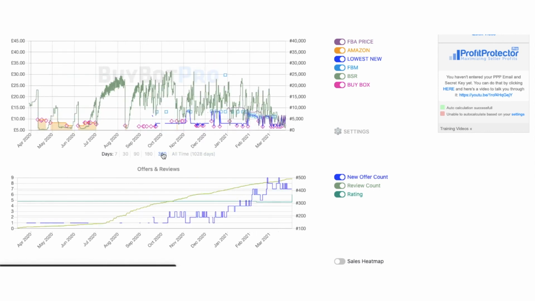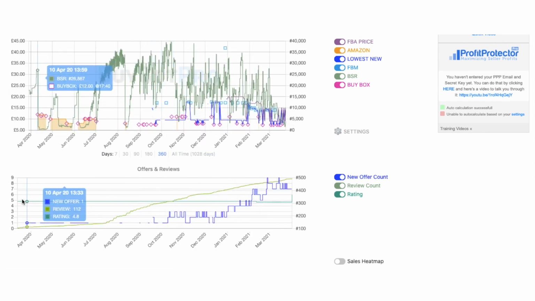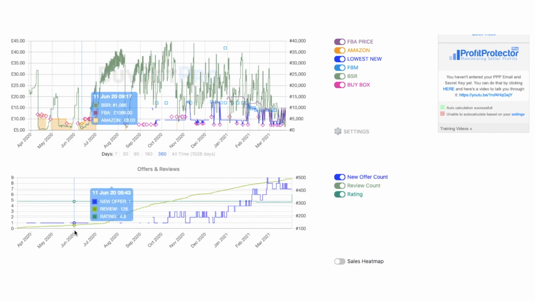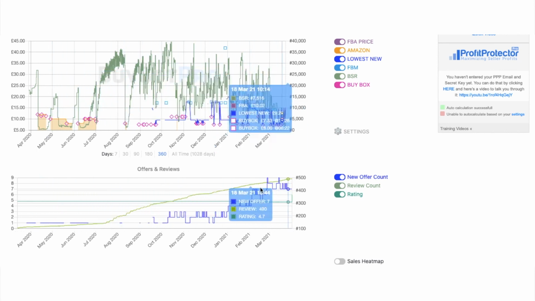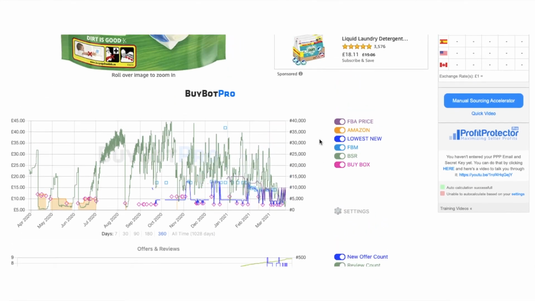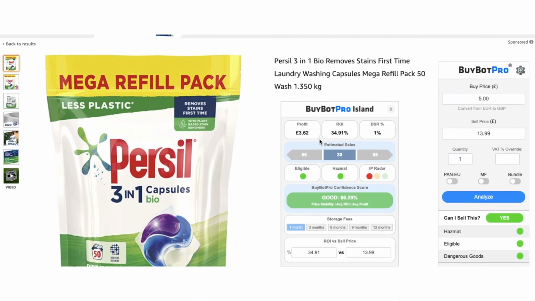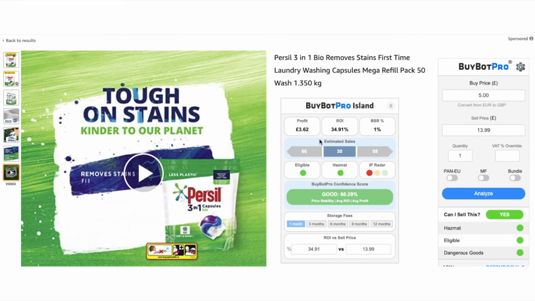So that's one sign that you can tell. Another sign that you could tell is if there was a load of sellers here, then all of a sudden they all dropped off at once and then went 0, 0, 0, 0. And then people start to take a risk again because some people don't mind taking the risk. That's one way that you can use the BuyBotPro graph to check for IP violations using the IP radar and the graphs.